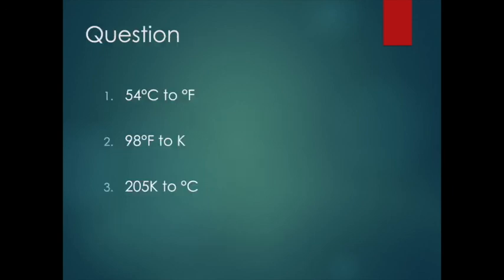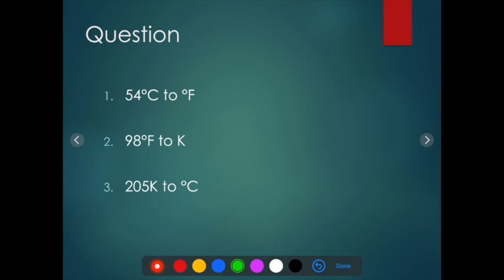So let's use these equations. In the first one, we're going from degrees Celsius to degrees Fahrenheit. So I'm going to use this equation, and we're going to get 1.8 times 54. Remember, degrees Fahrenheit is always bigger, so we're going to multiply and add here. So we're going to add 32, and that gives us 129 degrees Fahrenheit. So there's our first one.